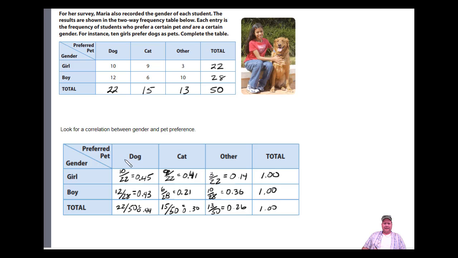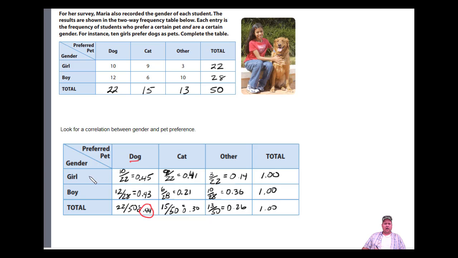We're going to do one last task with this bottom table here, and that is we're going to look at, is there a preference or a correlation between your gender and which kind of pet you like? Meaning, are girls or boys more or less likely in each one of these categories? And so in each category, we're going to compare it to the overall total. Now, I know that 0.44 or 44% of the people liked a dog.